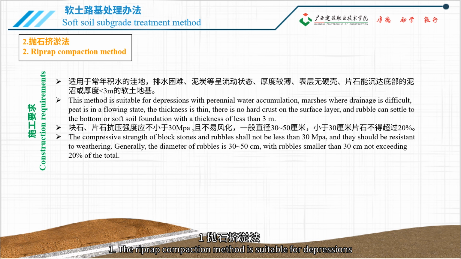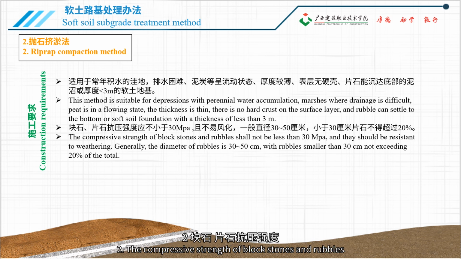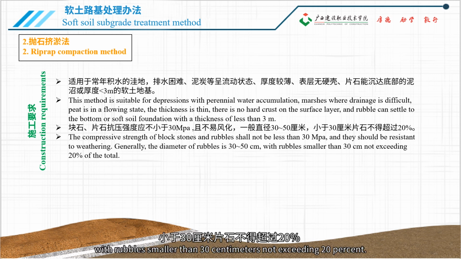1. The rip-wrap compaction method is suitable for depressions with perennial water accumulation, marshes where drainage is difficult, peat in a flowing state, where the thickness is thin, there is no hard crust on the surface layer, and rubble can settle to the bottom, or soft soil foundation with a thickness of less than 3 meters. 2. The compressive strength of block stones and rubbles should not be less than 30 megapascals, and they should be resistant to weathering. The diameter is generally between 30 and 50 centimeters, with rubbles smaller than 30 centimeters not exceeding 20%.